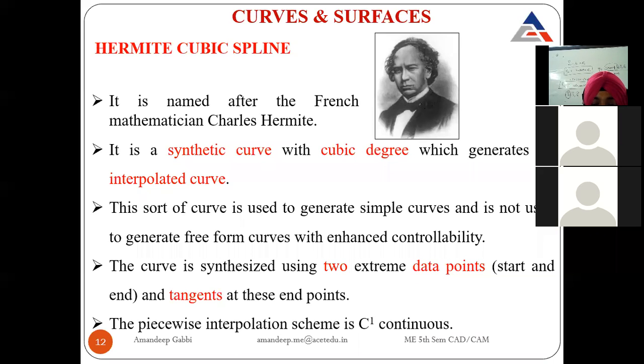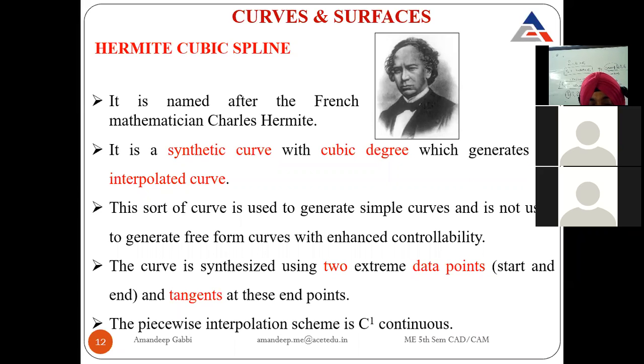This sort of curve is used to generate simple curves and is not used to generate free form curves with enhanced curves. Generally, Hermite was the starting of synthetic curves. When Hermite suggested this curve, it was the starting of synthetic curves. It is a bit non-flexible, as you cannot generate random shapes with the help of it.